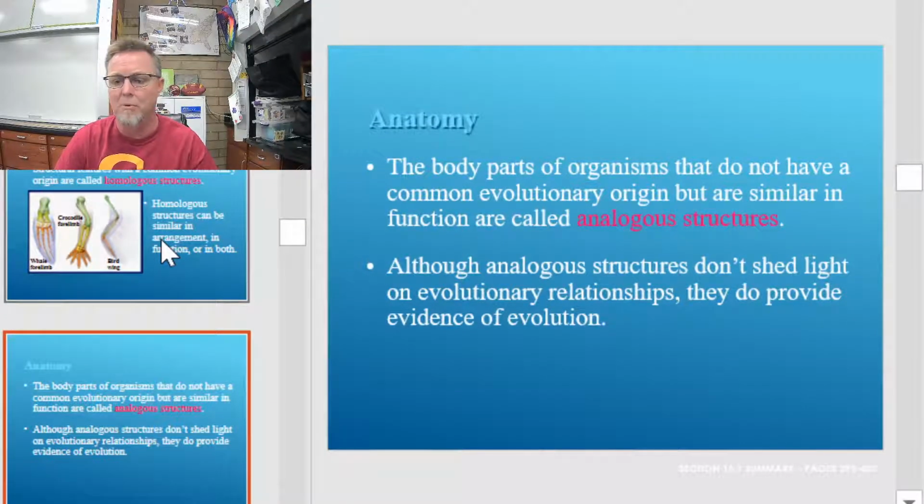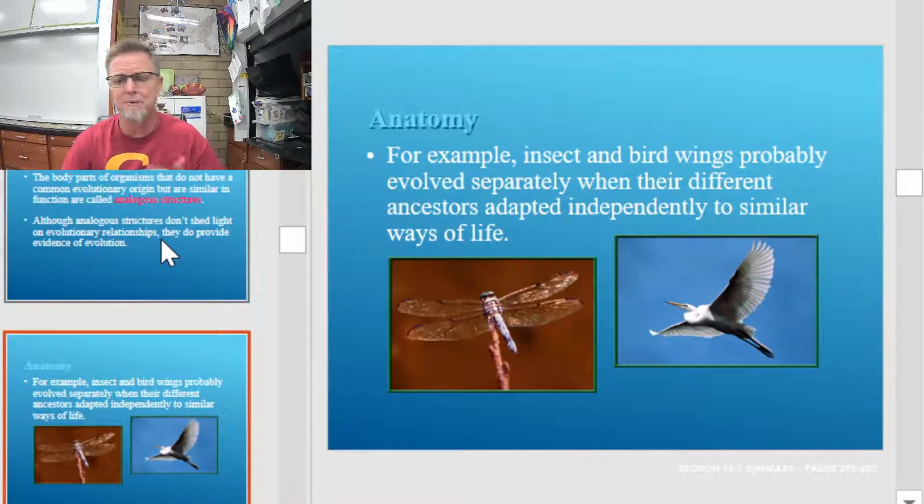The body parts of organisms that do not have common evolutionary origin but are similar in function are called analogous structures. So in this case, we're not looking for the same bone structure, we're looking for the same function. We might be comparing the wing of a bird to the wing of an insect. That would be an analogous structure because both of them give the owner the ability to fly. So maybe these guys are somehow distantly related because they both fly. Can we prove that? No, but that's how this is done.